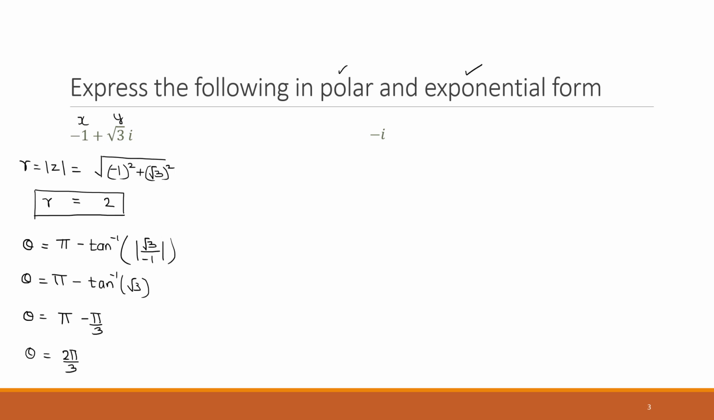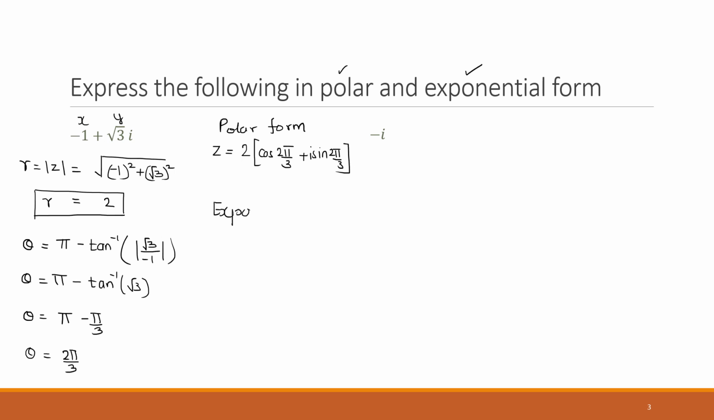Now I know theta, I know r. तो पोलर फॉर्म क्या आएगा बच्चों? z is equal to r cos theta plus I sin theta. Correct? This is my polar form. Just substitute the values and keep as it is. No need to further simplify.